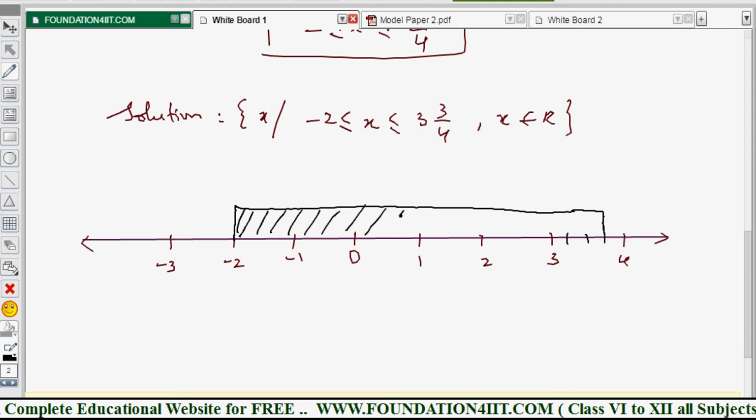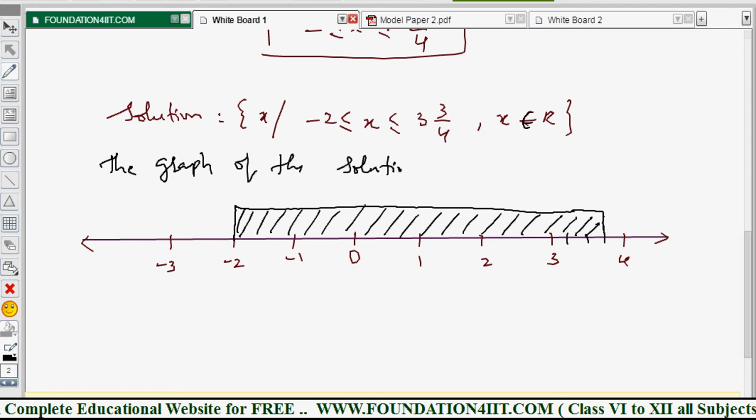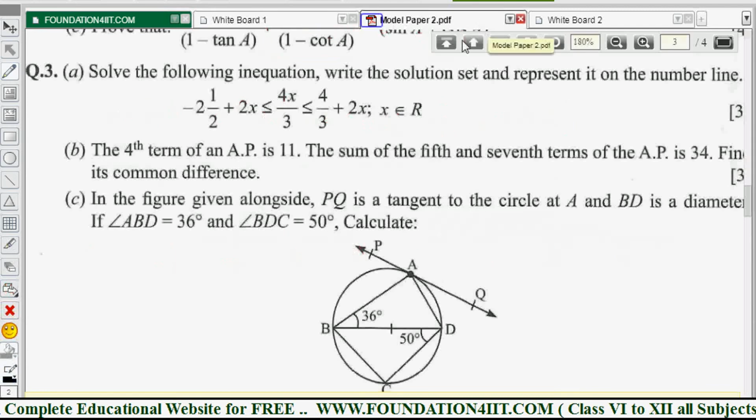It's complete because x belongs to real numbers. Because x belongs to real numbers, every part will be covered in this, right? So this is the graph of the solution set. Therefore the graph of the solution set is as follows. So you can solve in this way, and let's take the next question.